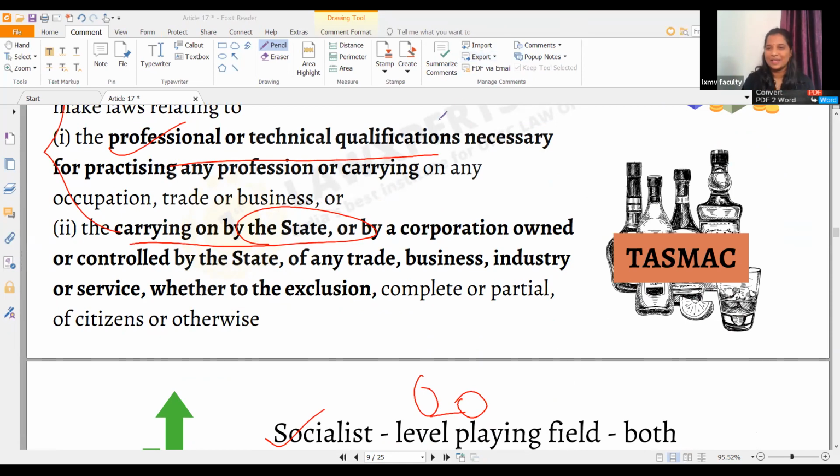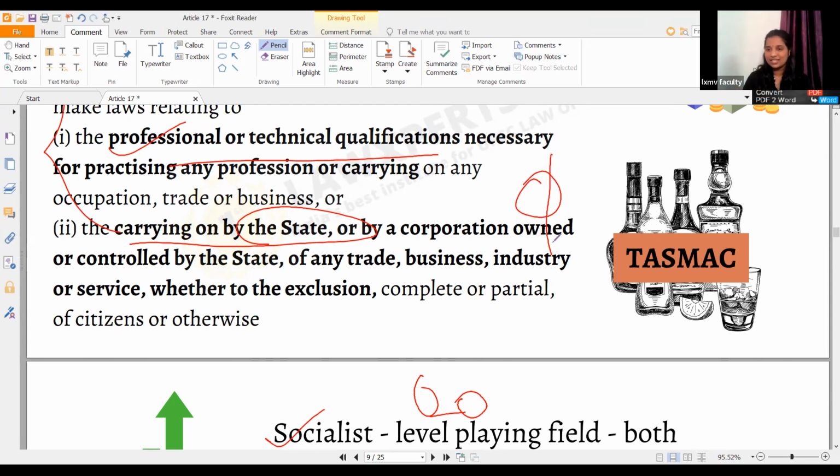So now we will see the next restriction: the state can make any business monopolized. Monopolized means only the state will take care of that business. No private party is entitled to do it. But this monopoly can be an entire monopoly or a partial monopoly. That depends on the whim and fancy of the state.